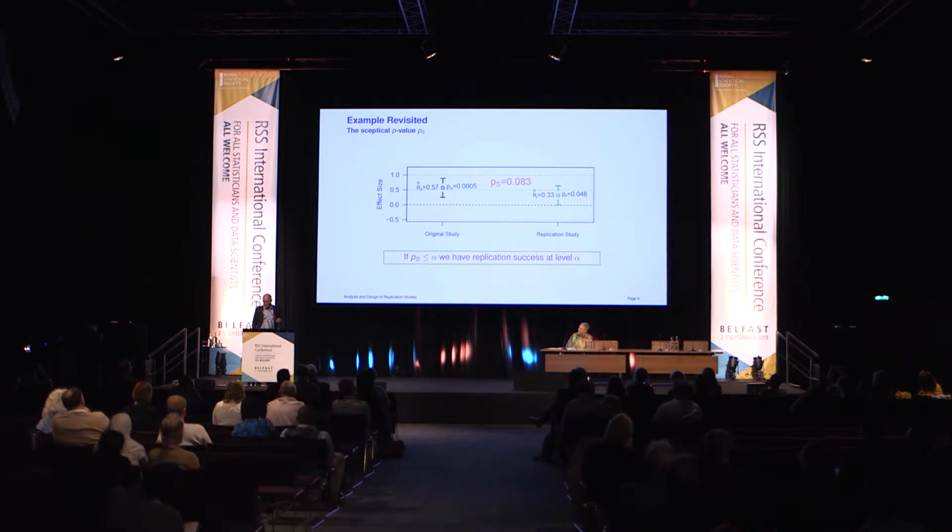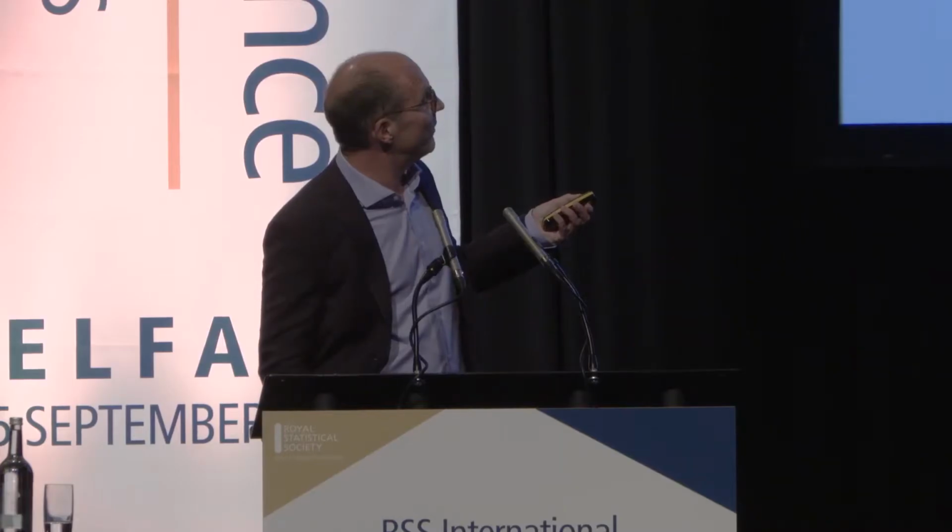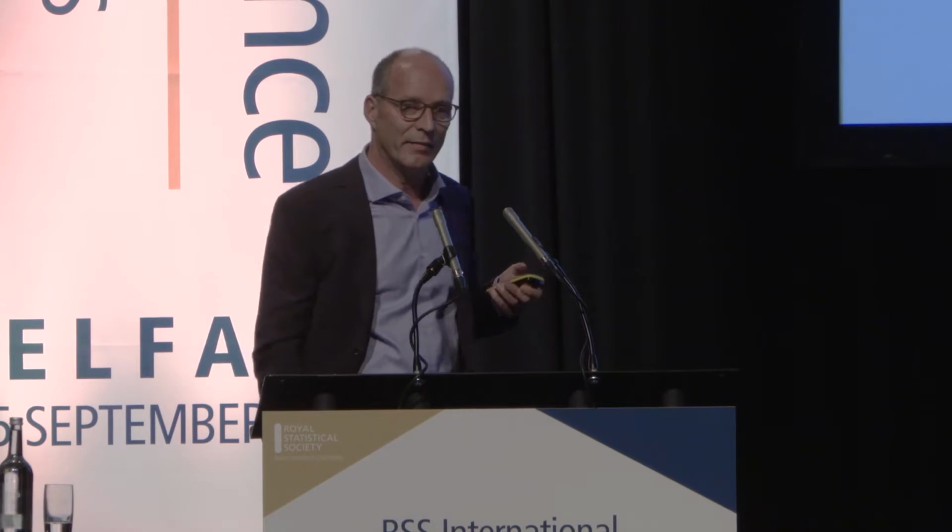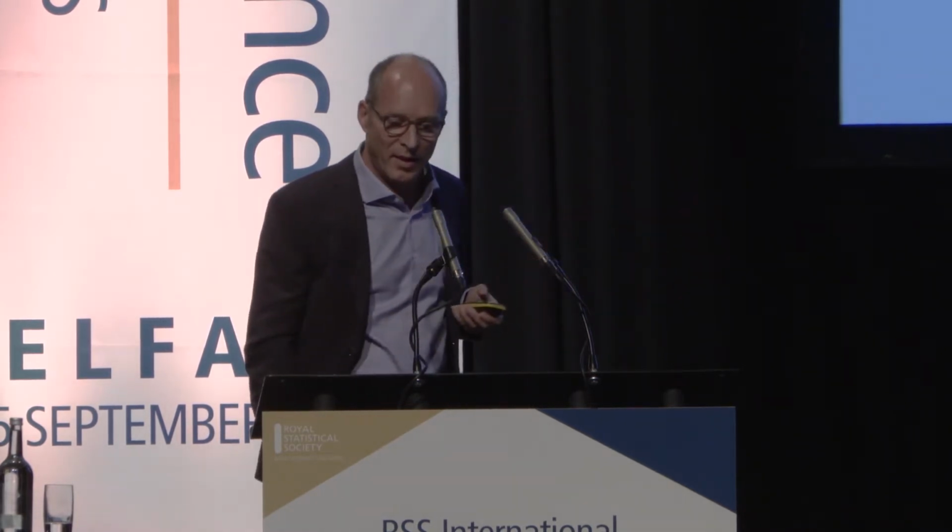Right, so just to revisit the example so that you see what's happening here. This is the example again, and the new bit now is here in pink, PS, the skeptical p-value, and you can think of it just like an ordinary p-value. It's 0.083, so the smaller it is, the larger the degree of replication success. You can also threshold it, so for this particular p-value, we would have replication success at level alpha 10%, but not at level 5%.